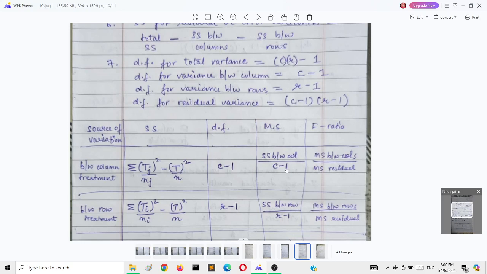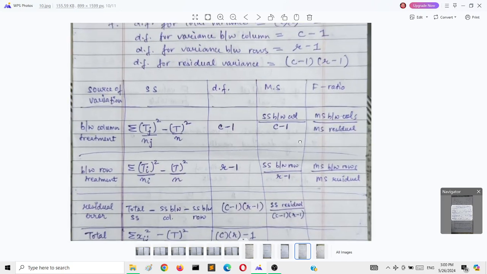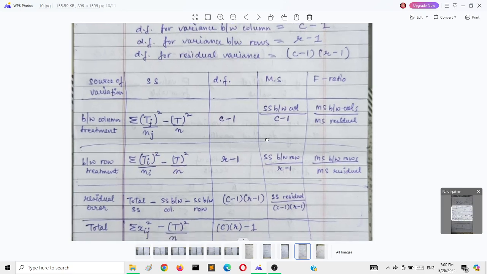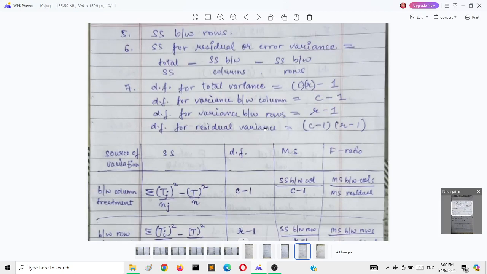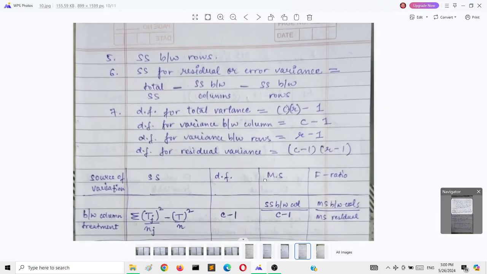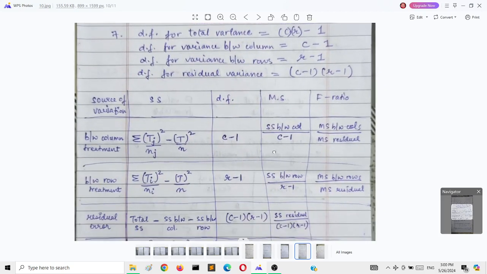So SS between you already know from this particular formula, and then you will divide by c minus 1, right. And the F ratio for this particular case is MS between columns by MS residuals. MS residuals you already know, and you will calculate it in the particular example further.